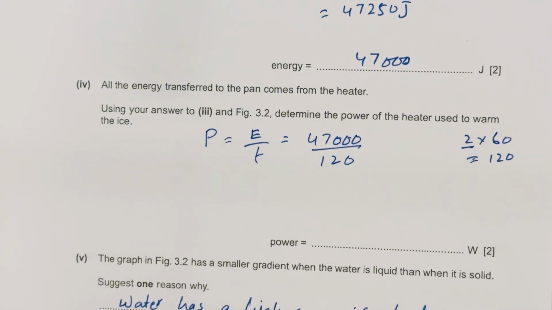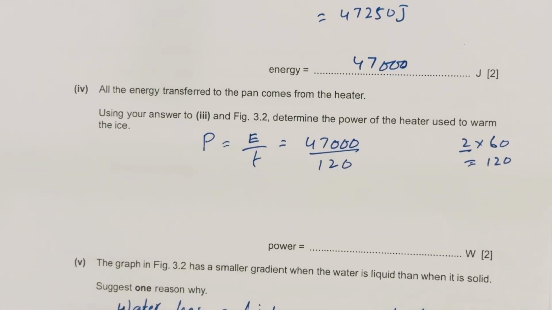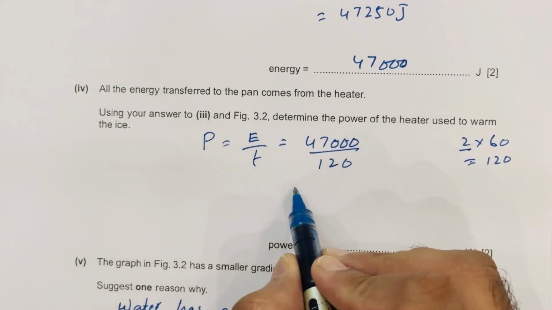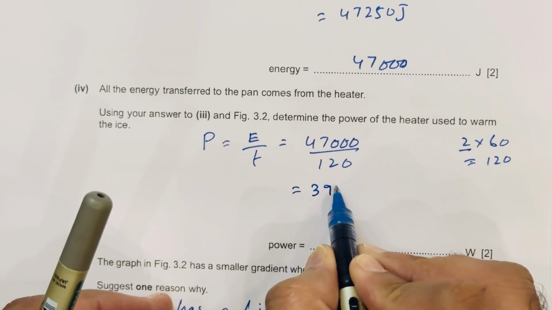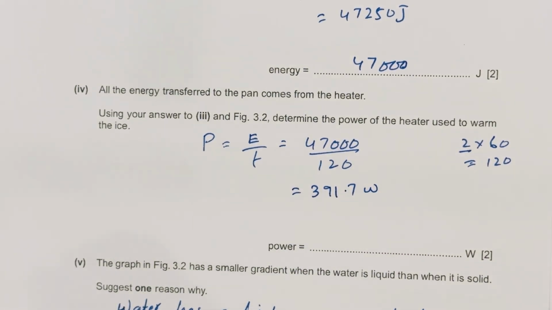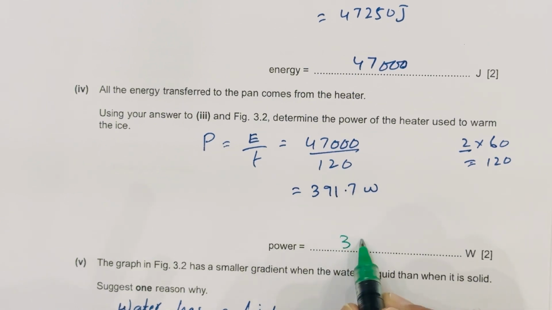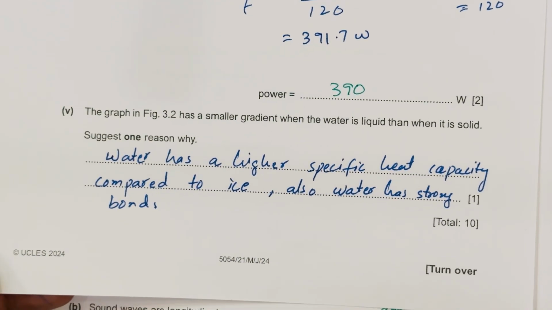We can see that here is 2, so from 2 minutes we change into 120 by multiplying it by 60. After dividing, we get the answer that is equal to 391.7 watts, or you can write 390 watts. So both these answers would be considered correct. Okay, moving to part 5.